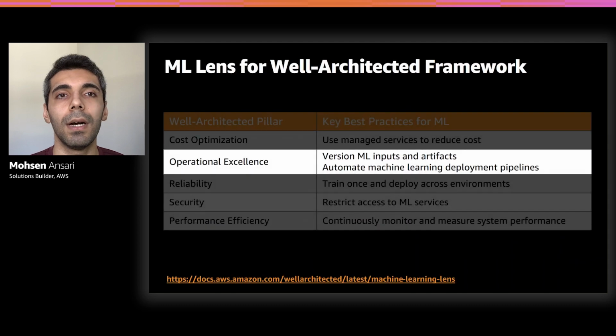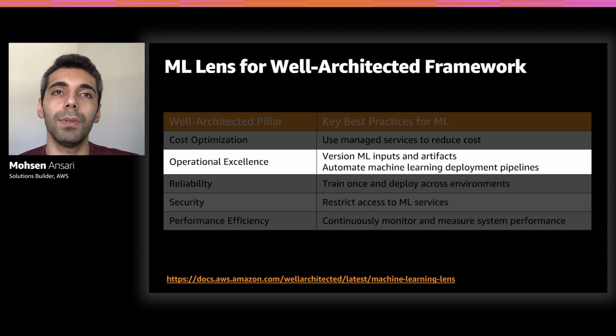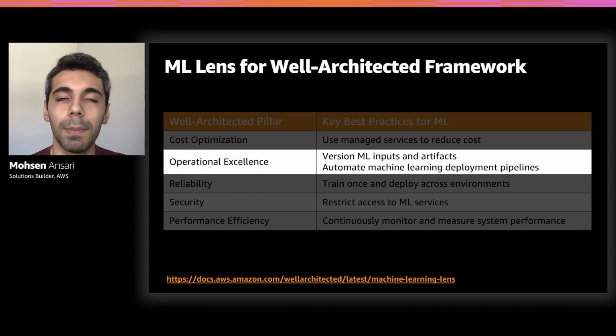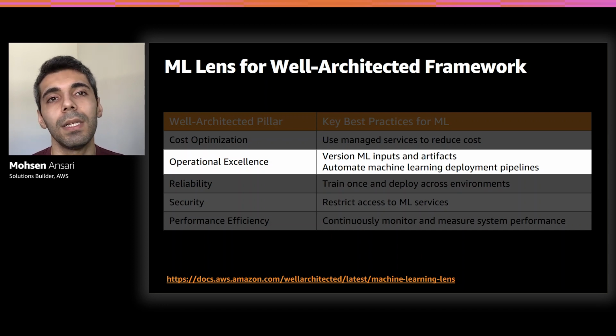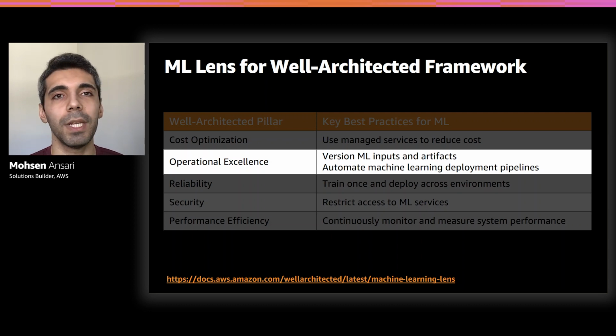Now, to the second pillar of the well-architected framework. The second pillar is operational excellence. Here we listed two example best practices. One is versioning your machine learning inputs and outputs, and the second one is automating machine learning deployment pipelines. So again, why did we mention versioning your machine learning inputs and outputs?